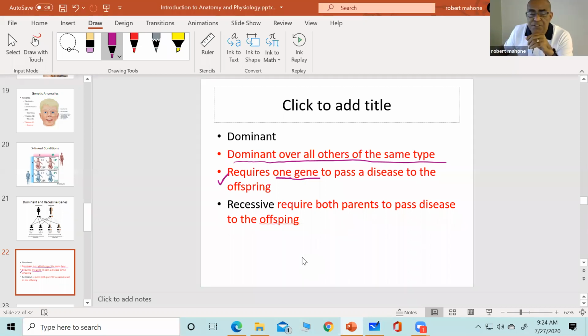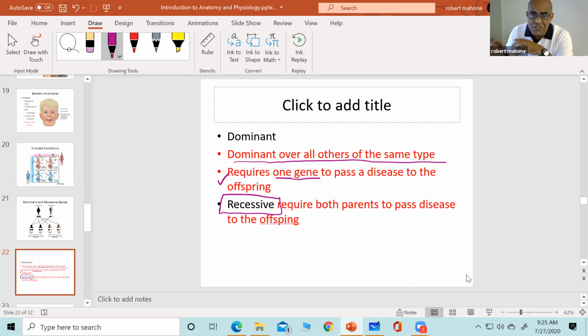But let's talk sickle cell then. Sickle cell is a recessive gene. That means it requires both parents to pass the disease to the offspring. So in order to have sickle cell, both of your parents have to have the gene. If one of them does and the other one doesn't, you don't get sickle cell. It has to be both.